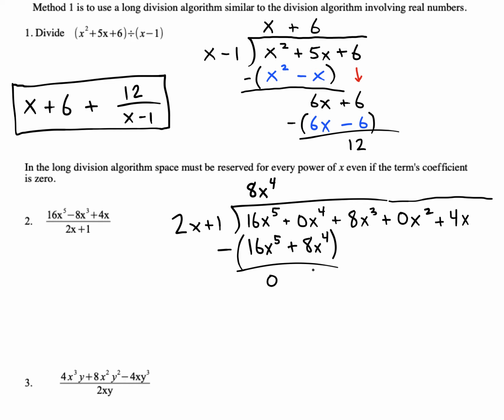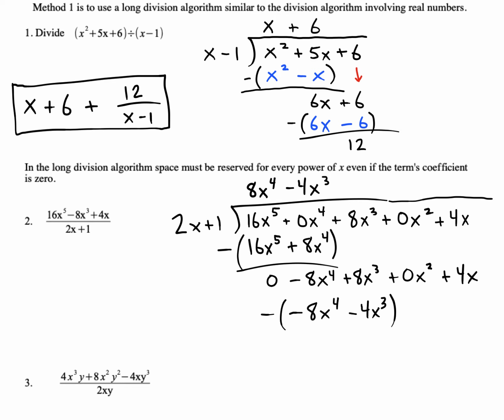We'll get 0 here, minus 8x to the fourth. And we can just bring everybody else down if we want. And then we'll continue with the process. So it looks like our next coefficient is going to be a -4. 2 times -4 makes -8. And then let's do x to the third so that we get x to the fourth after we multiply. So this is going to be a -8x to the fourth, and then we'll have a -4x to the third. Put parentheses around that and subtract.